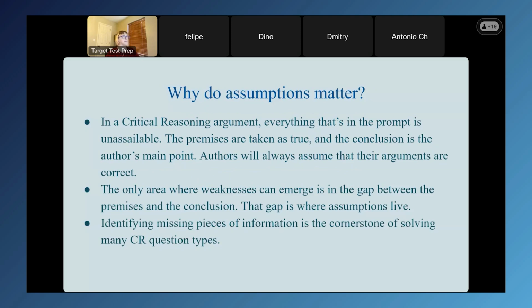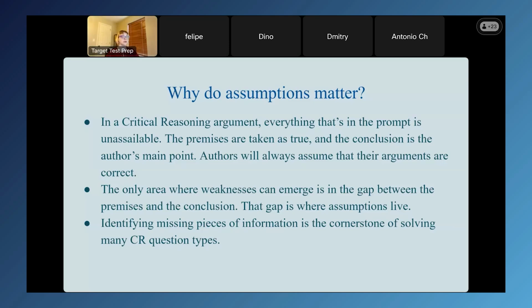Assumptions are the only place that we can really poke holes in an argument because of the way critical reasoning works. So critical reasoning rules are assumptions, or supporting evidence is irrefutable. It is 100% true. We cannot question it. And conclusions are obviously opinions. And so we can only weaken arguments through assumptions. We can only strengthen arguments through addressing assumptions or gaps in the argument.